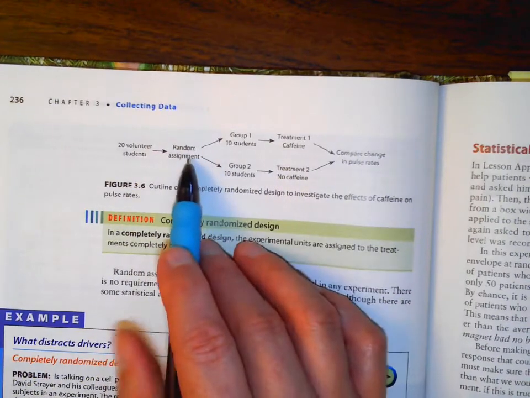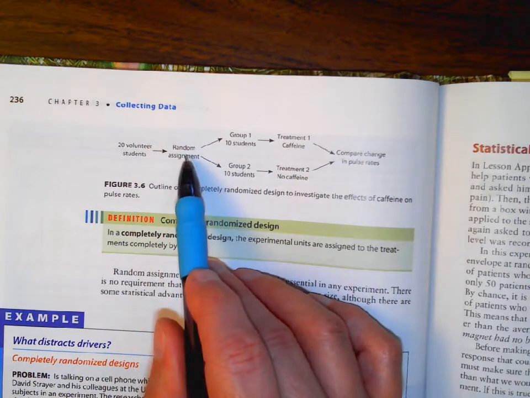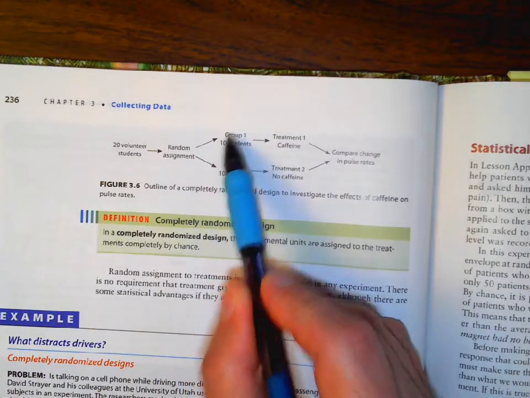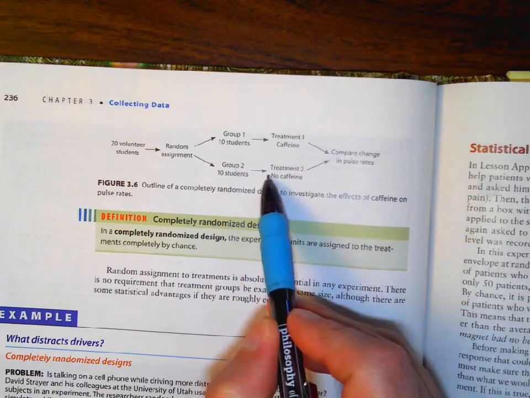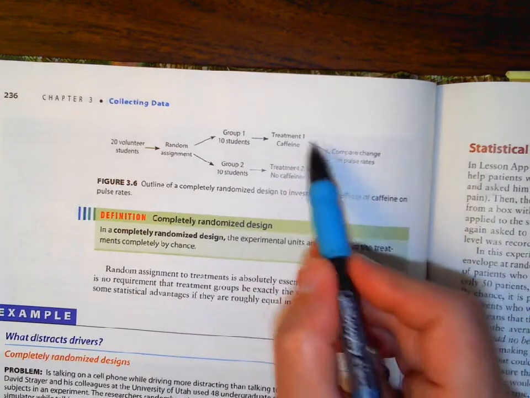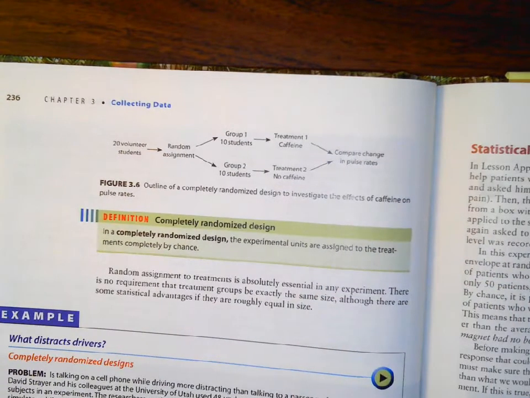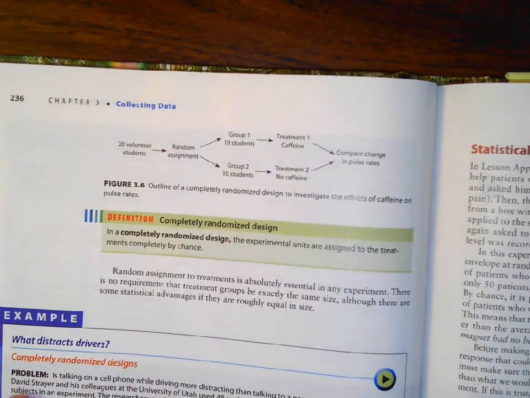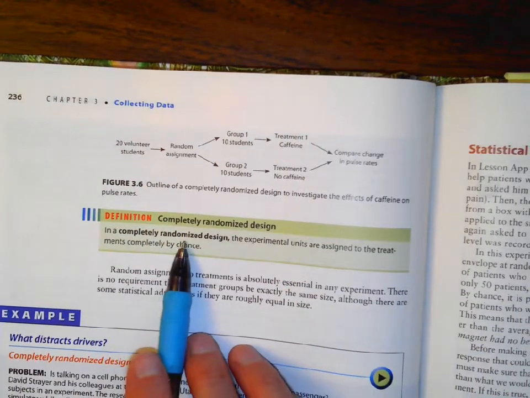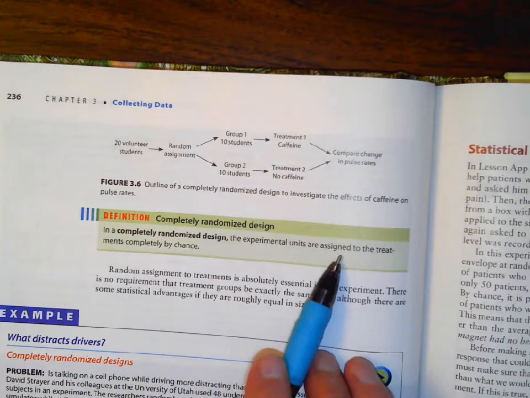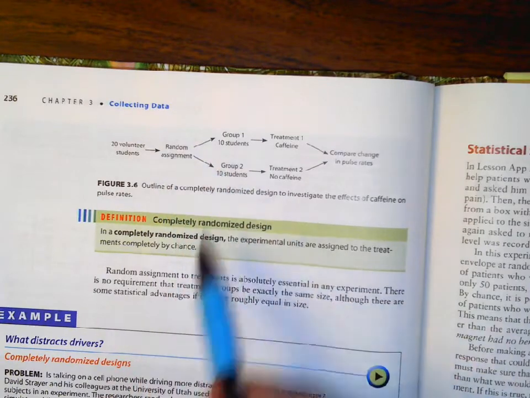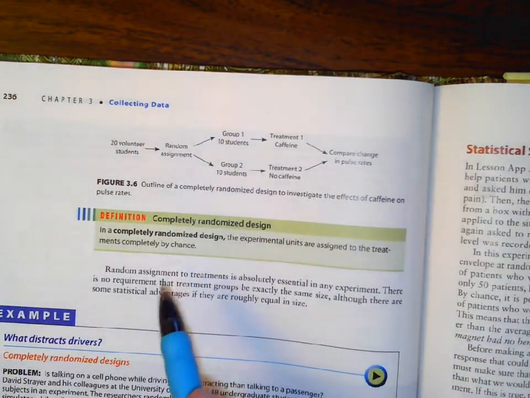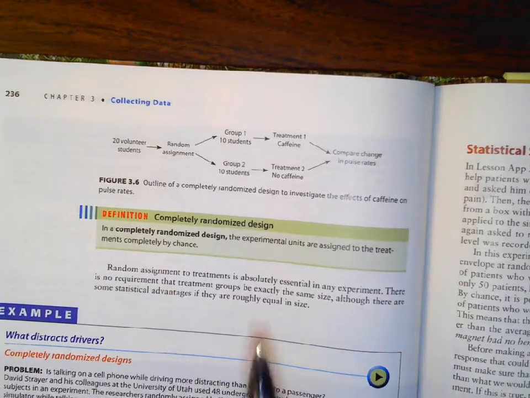Okay, so we had talked about you could use slips of paper or a random number generator, and we wrote out how to do that. But we would have random assignment into group 1 or group 2. Group 1, we would give the treatment of caffeine, and group 2, we would give the treatment of no caffeine. And then at the end, we would compare the change in their pulse rates. Okay, so that's how you kind of sketch out a completely randomized design. So in a completely randomized design, basically the experimental units are assigned to the treatment completely by chance. So right here, when we're assigning them into their groups, this is completely by chance, pulling names out of a hat on a piece of paper or randomly choosing a number, that sort of thing.